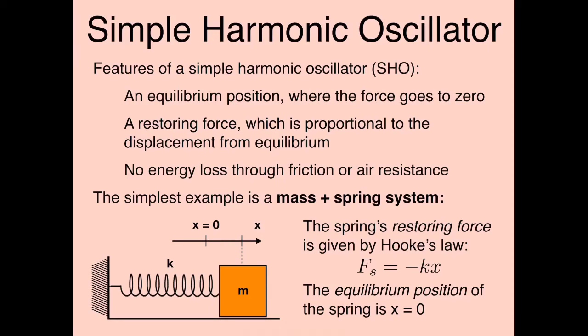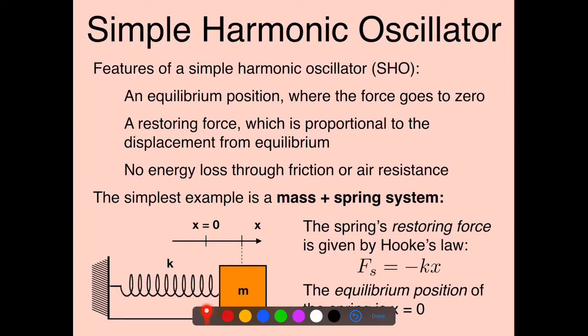Okay, so that brings us to the simple harmonic oscillator. So a simple harmonic oscillator, or SHO for short, is just something that oscillates back and forth in the way we described earlier. So every simple harmonic oscillator has certain features that we want to take note of. So first, we have an equilibrium position. That's just some position that our oscillator has where the force will go to 0. We also have what's called a restoring force, meaning if we take the system away from equilibrium, we displace it away from equilibrium by some amount, the force will bring it back to equilibrium.